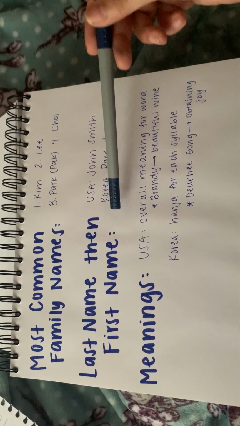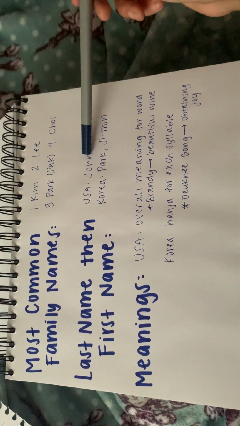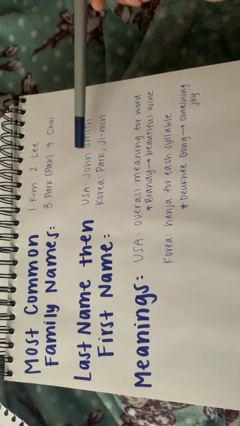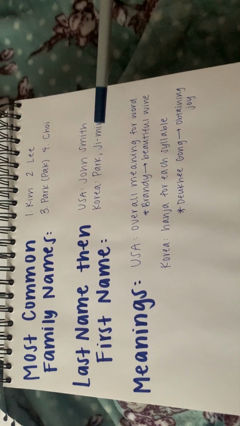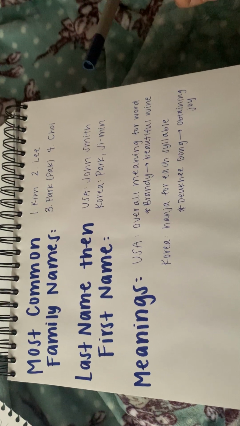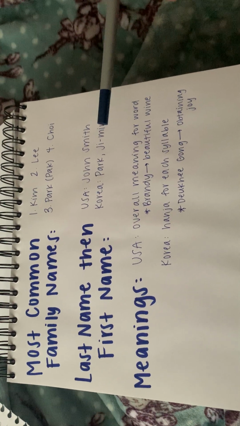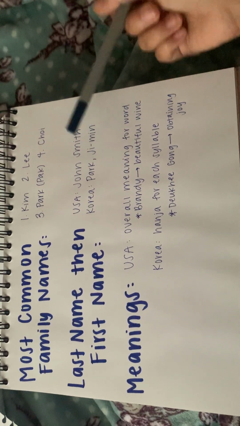As far as last names and first names, it's interesting that in the US we always have our first names first and then last, so we'd have someone named John Smith, but in Korea we have the opposite, so the last name and then the first name. We have Park Jimin. I thought that was really interesting, and I always wondered why so many people were named Kim and Lee and Pak, and now I know that that was their last name.